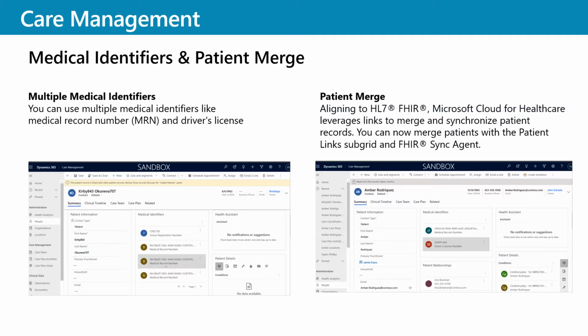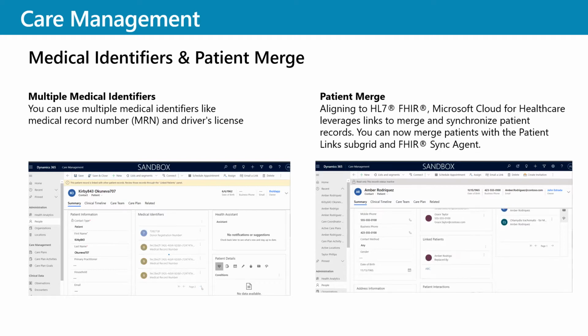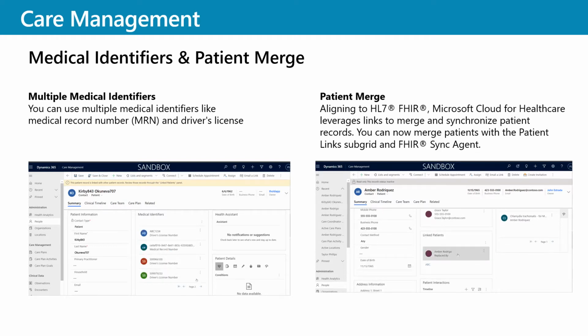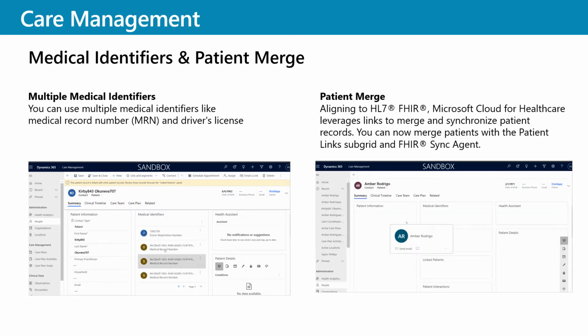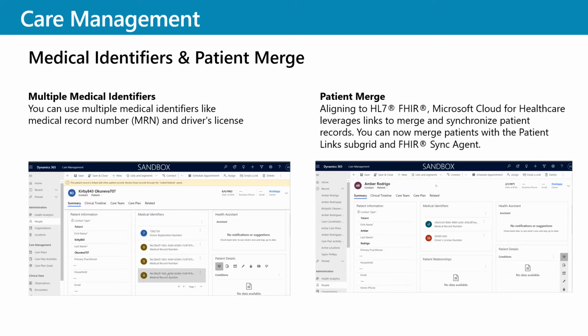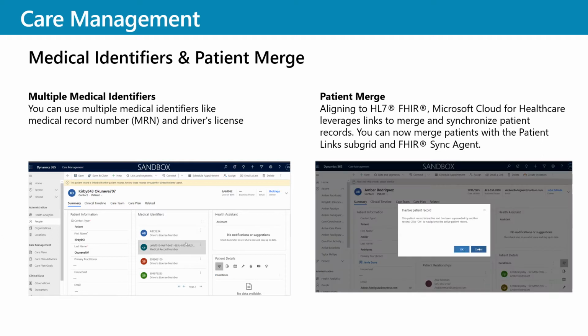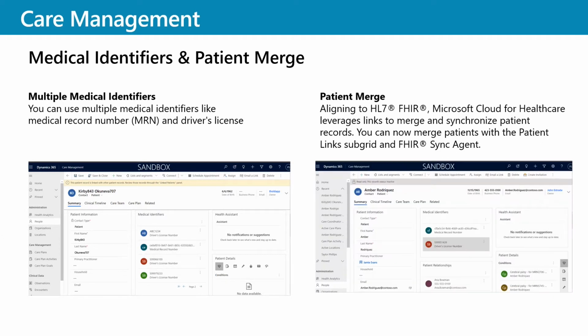Medical identifiers and patient merge. As part of the feature, as you can see below in the screenshot for the contact record, you will see the multiple medical identifiers. You can use multiple medical identifiers like medical record number or driving license to identify who the patient is. In the screenshot on the right, you will again see the contact record and you will have the ability to merge the record with the agent via sync.